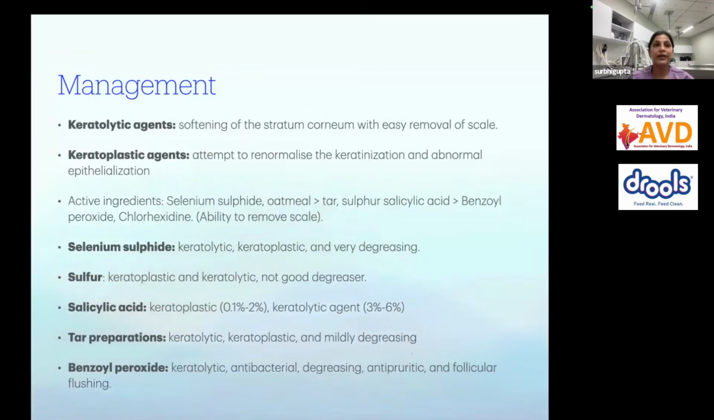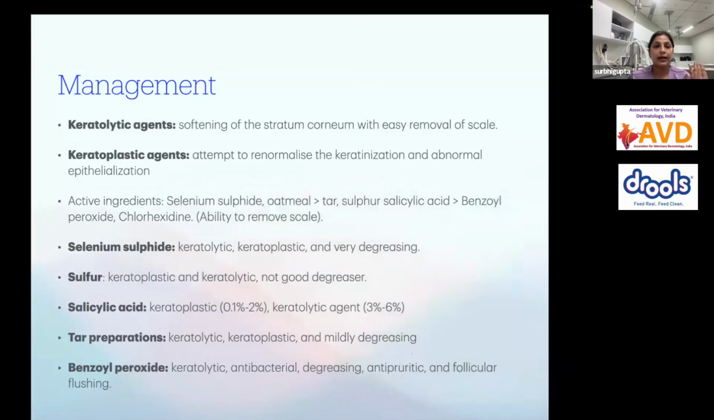When it comes to the management of a seborrheic patient, we should know that these patients can never become normal, because that's the problem they are born with. You can only manage these dogs; you can never completely make the dog normal. There are two types of agents: keratolytic agents and keratoplastic agents. Keratolytic means they help in softening the stratum corneum and removal of the scales. Keratoplastic agents try their best to renormalize the epithelialization, that is, the keratinization process.